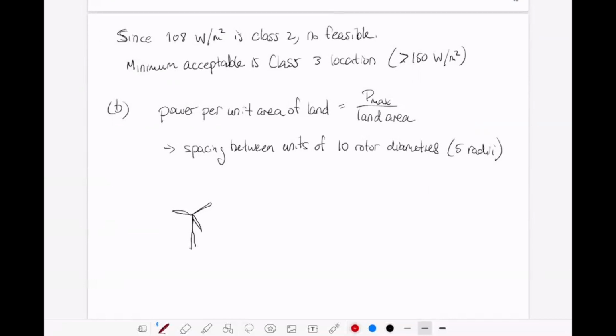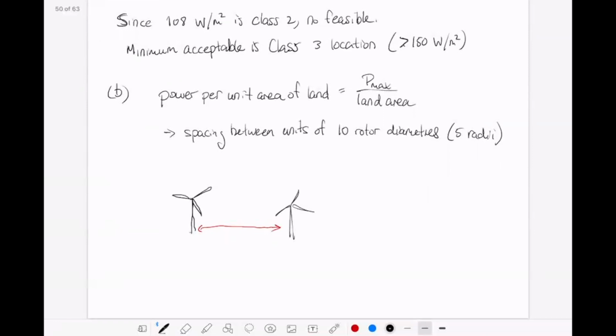The next one over, the distance between these two would be 5 rotor diameters. So if this length of our rotor we call r, this distance here would be 5 times 2r, or 10r.